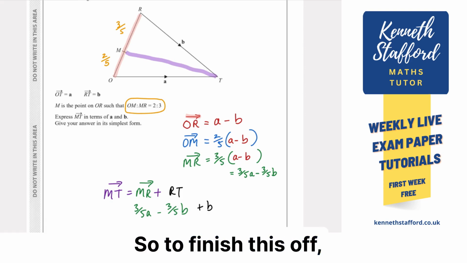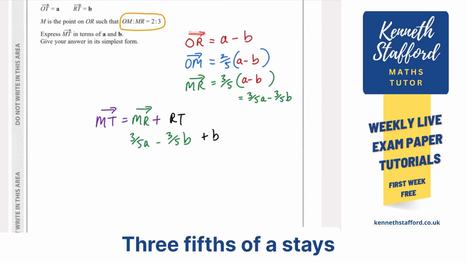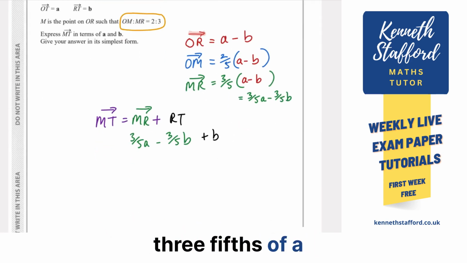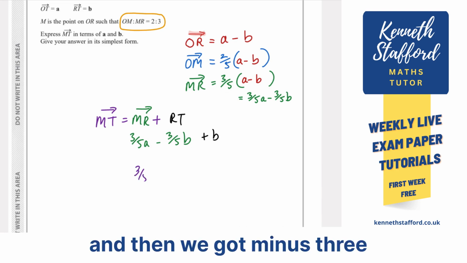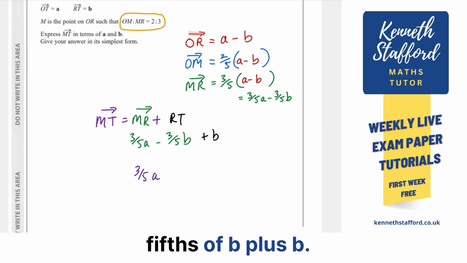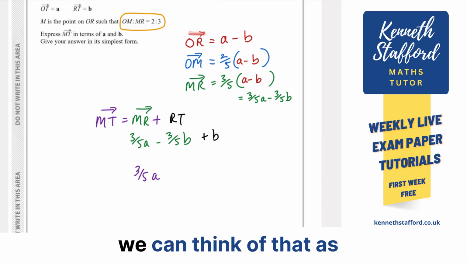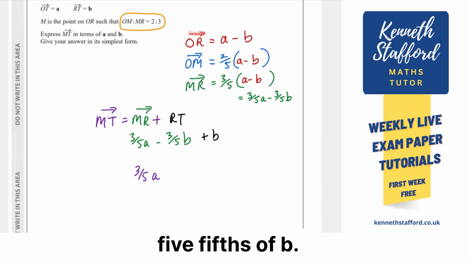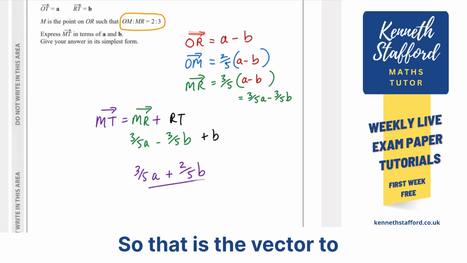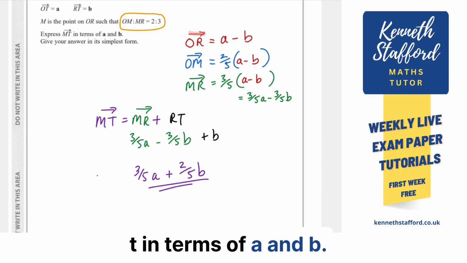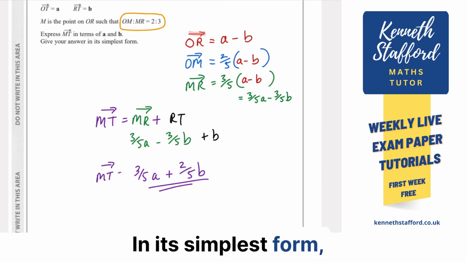To finish this off, we just need to tidy it up. 3/5 of A stays 3/5 of A. And then we've got minus 3/5 of B plus B. Well, we can think of that as 5/5 of B, so overall, we get 2/5 of B. So that is the vector M to T in terms of A and B in its simplest form.